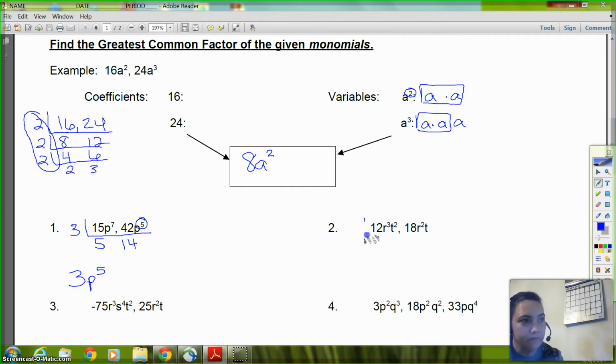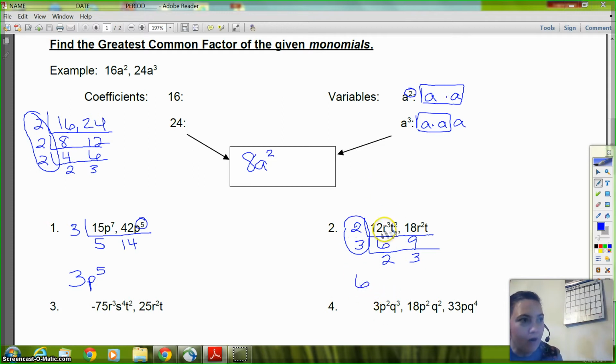Number 2, I'm going to use my ladder method again. I can see they're both divisible by 2, so I'm going to divide out a 2, and I get 6 and 9. Well, I can't divide 9 by 2, but I can divide 6 and 9 by 3, so I'm going to move up my prime numbers, and I get 2 and 3. And I can't divide these by 3 anymore, so that means I'm done since I have a number smaller than 3. So I'm going to multiply those back together. 2 times 3, that gives me 6.